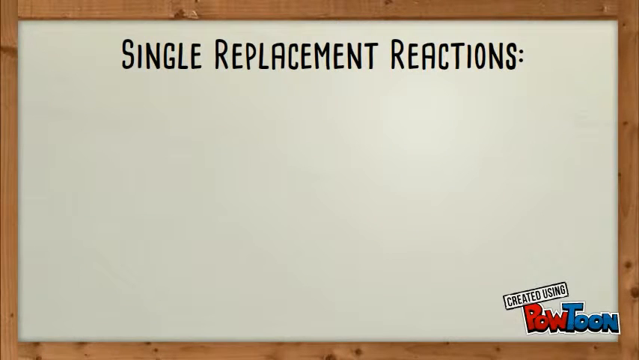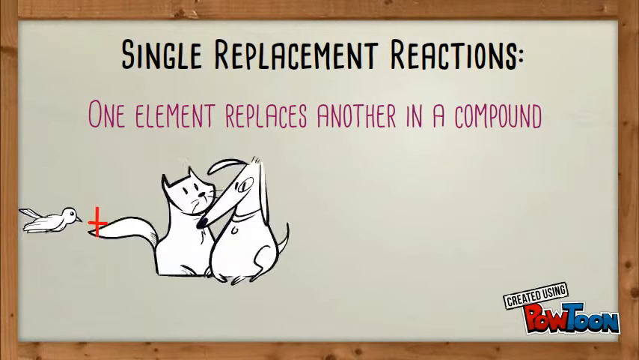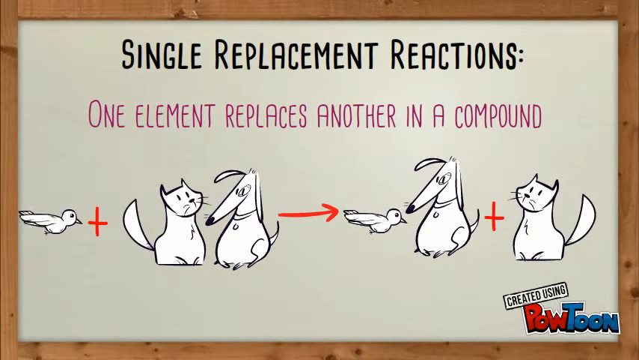Single replacement reactions. In these reactions, one element replaces another in a compound. In the example below, a bird plus a cat and dog couple produces a bird and dog couple plus a cat. And this is because the bird replaces the cat in the reaction.